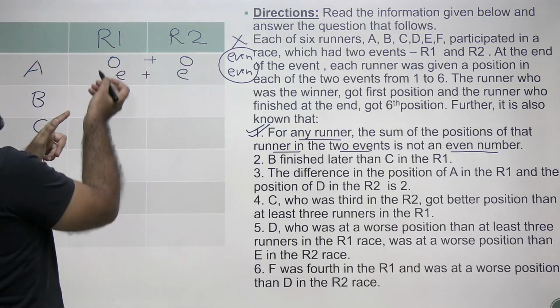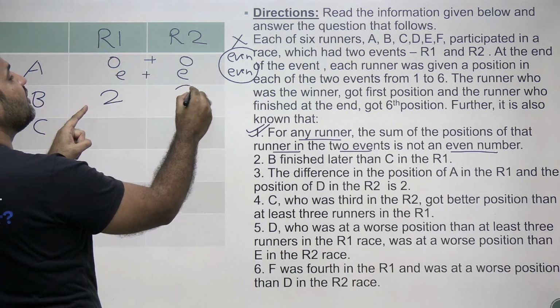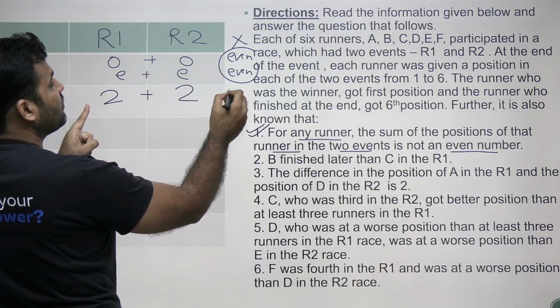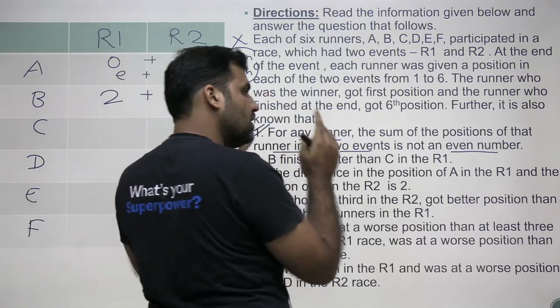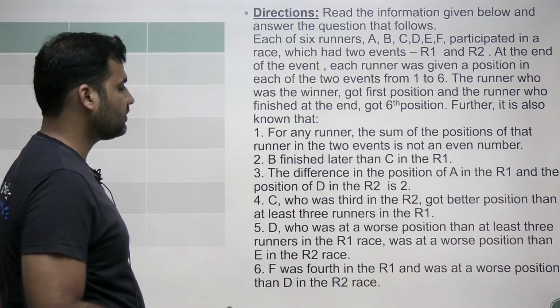That means if I am giving a rank 2 to B in R1, I cannot give 2 to B in R2 because in that case, the sum will become 4. So both of the ranks are different. That's the point that you need to infer from the first statement, which is a very, very important one.